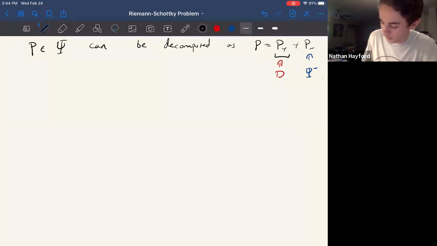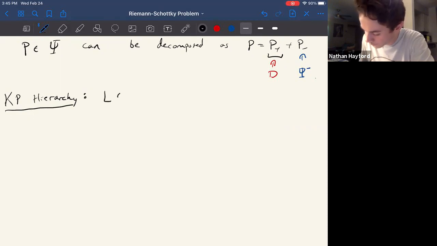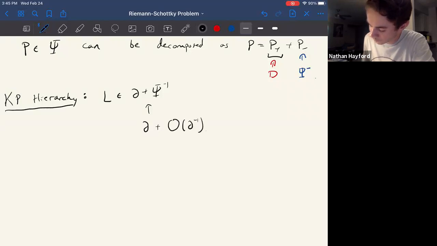So what is the KP hierarchy? I'm going to say it in words. The KP hierarchy is built, or constructed, as follows. So it's a sort of constructive definition. I consider an element L, which belongs to the space D plus psi inverse. So this means generically what an element of the space looks like. It is the derivative operator plus something that's purely pseudo-differential. So it is not a differential operator, it's not even a constant. It acts as D inverse.